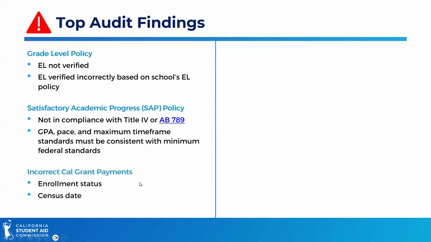And then incorrect Cal Grant payments. So schools might mistakenly post incorrect Cal Grant payments based on that enrollment status. And we looked at that when we were discussing the reconciliation process, right? That payments have to match that student's enrollment status, payment dollar amounts, and also around census date, right? CSAC has recommended guidelines around payments and timing around census. And many schools do adopt CSAC's guidelines, but you may have your own policy that differs from ours, and that's fine, provided that schools are following their policy.